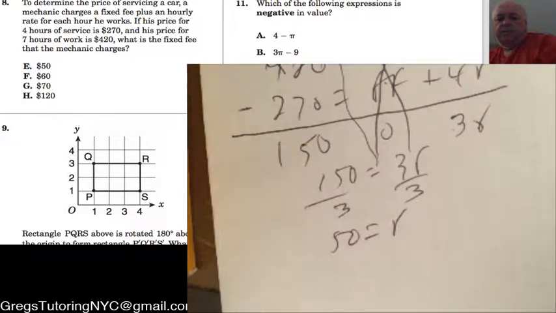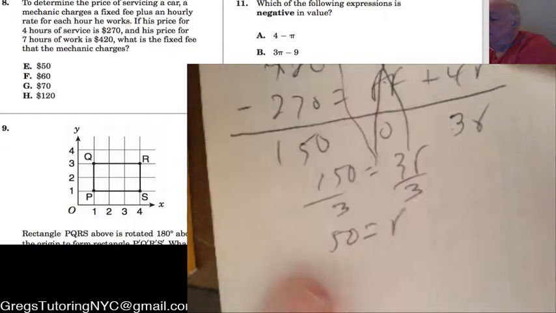So if we look at the answer set, 50 is one of the answers. But the problem's not over. You only did half of it. Because if we read the whole problem, the end says, what is the fixed fee? We only figured out the rate. So we have to figure out the fixed fee now.